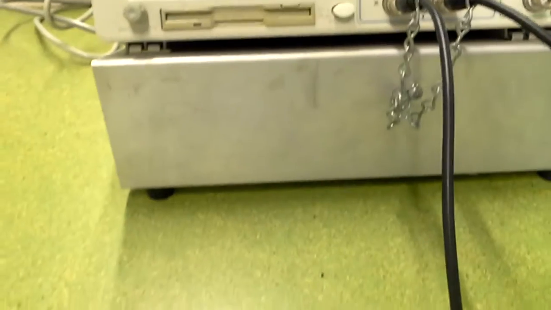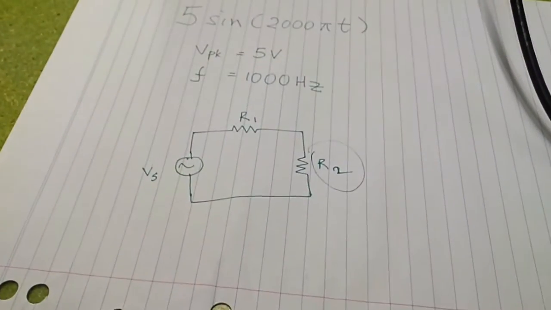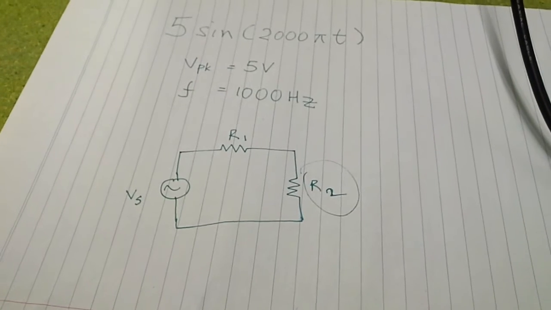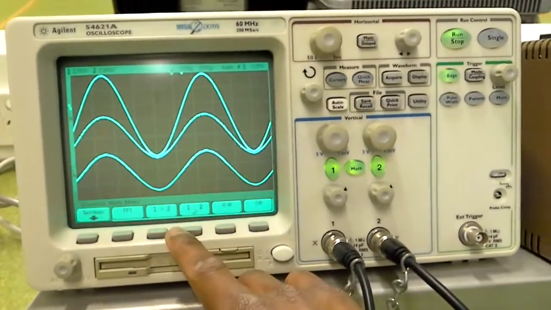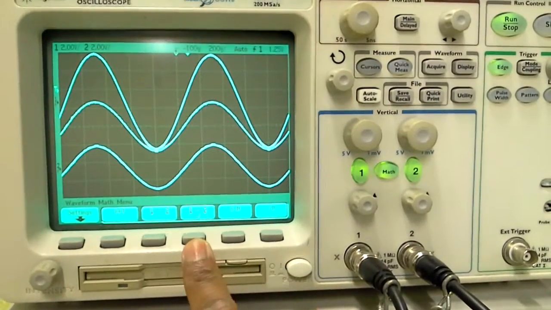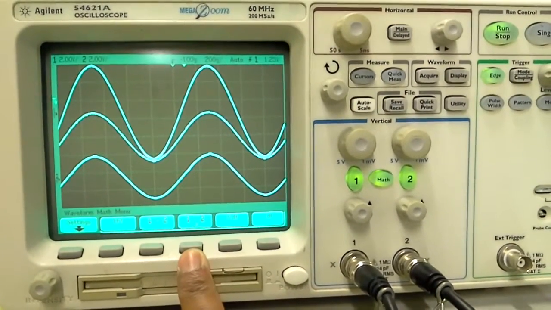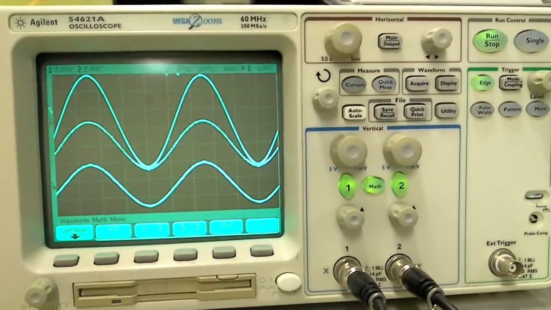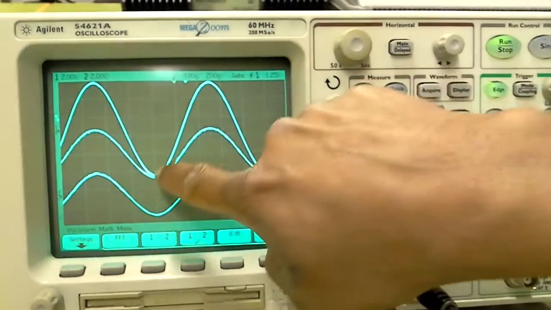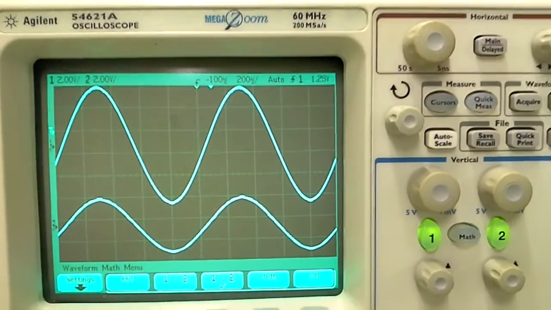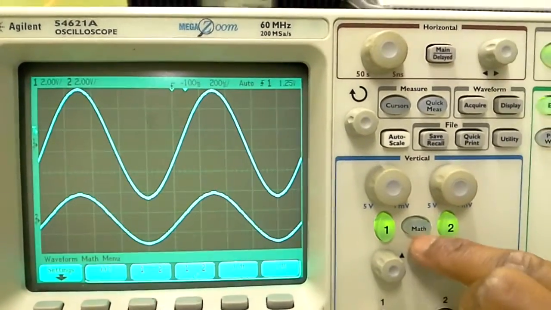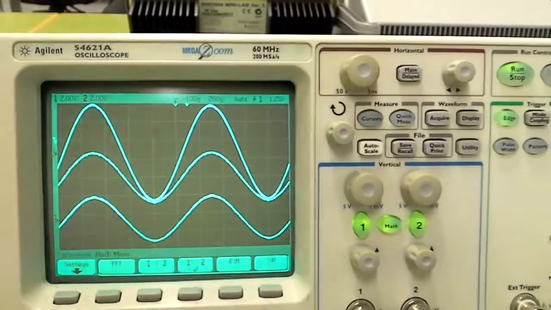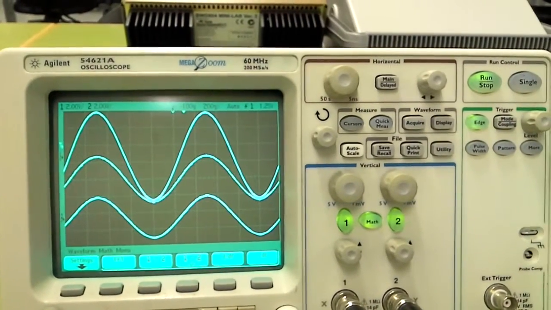channel 2. So if we subtract channel 2 from channel 1, then we shall get the voltage across R1. So we have activated the math function and we have selected 1 minus 2, that is channel 1 minus channel 2, that is the voltage in channel 1 minus the voltage in channel 2. So we see a third waveform, but when math is not activated, we see only channel 1 and channel 2. But when we select math, it displays whatever the function is set.